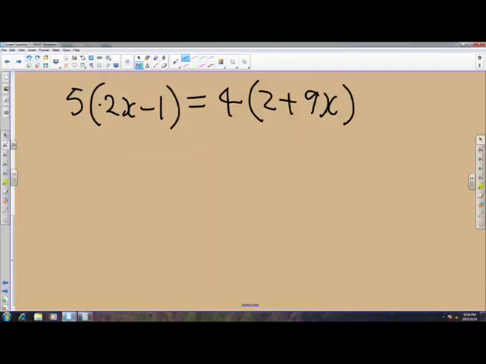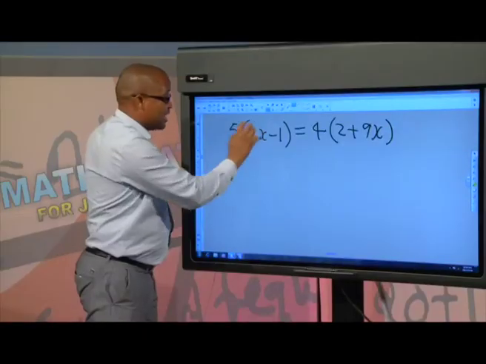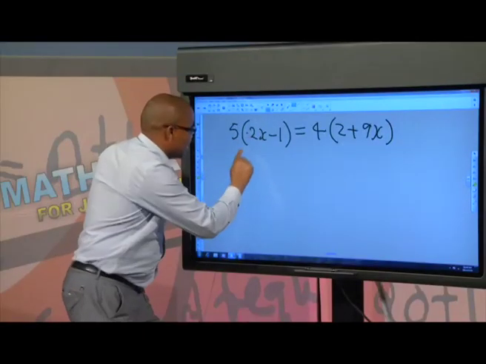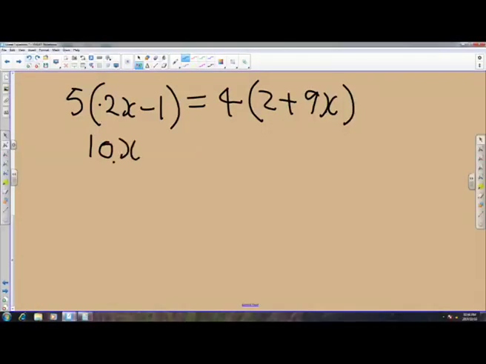5 times 2x, remember the 5 is multiplying everything inside this bracket. So 5 times 2x is 10x. 5 times minus 1 is minus 5. It's equal to 4 times 2, which is 8. And then 4 times 9x is plus 36x.